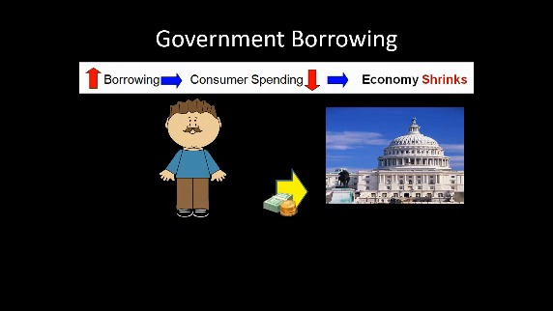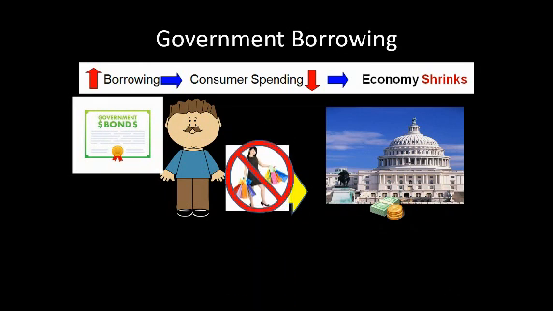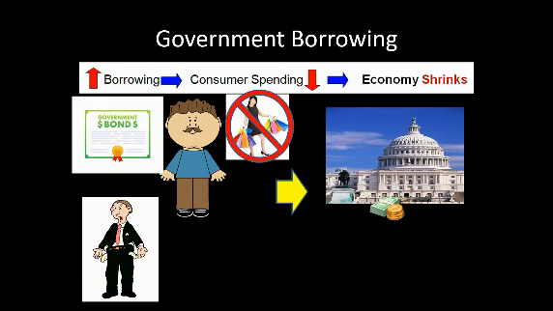Well, part of that's because they borrowed from you. They borrowed money from you in the form of a savings bond. You don't have that cash anymore. You can't spend. The cash is not in your pocket. You've got a government bond. You can't spend a government bond at the supermarket.